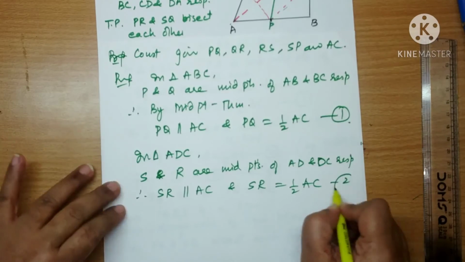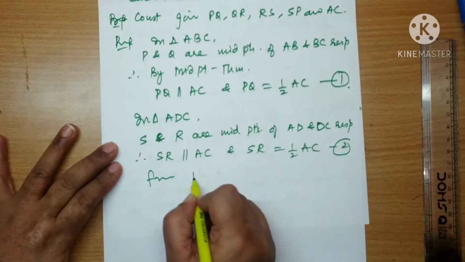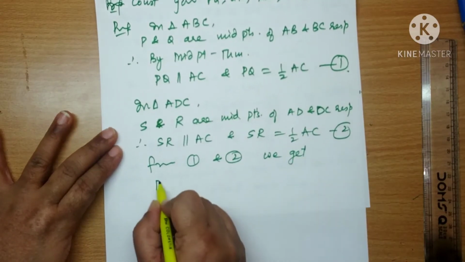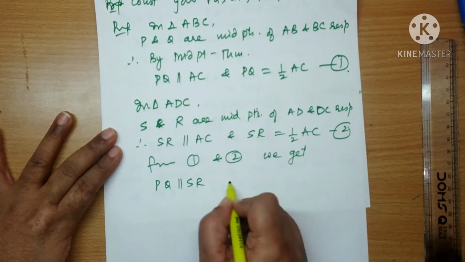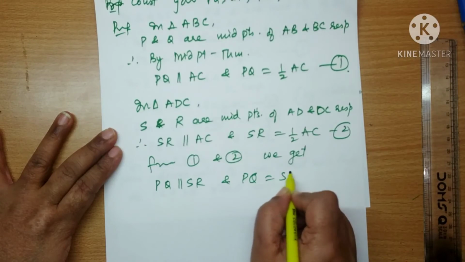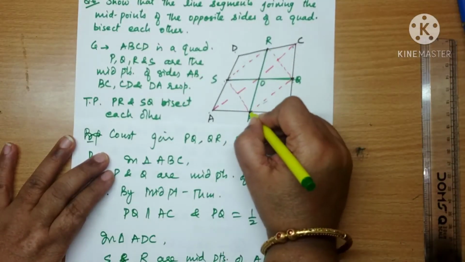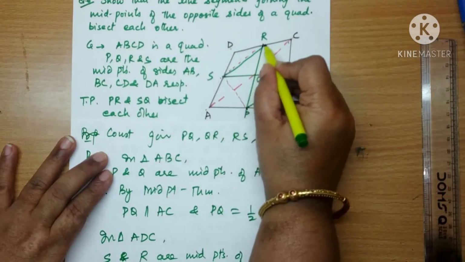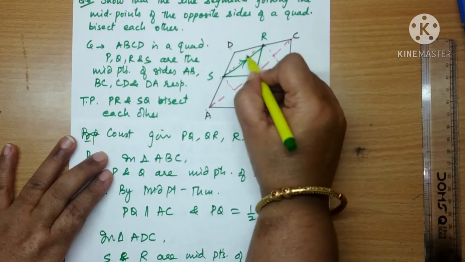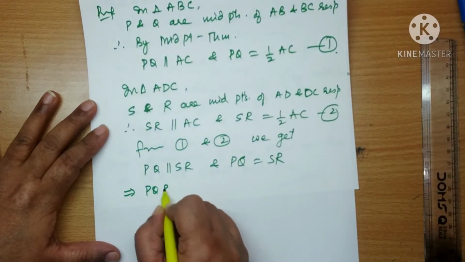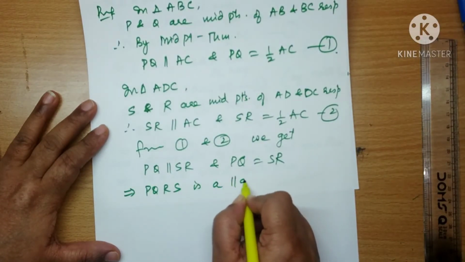This is 2. From 1 and 2, we get PQ is parallel to SR and PQ is equal to SR. Now children, PQRS is a quadrilateral, and in quadrilateral we got one set of opposite sides equal and parallel. So this is a parallelogram. This implies PQRS is a parallelogram.